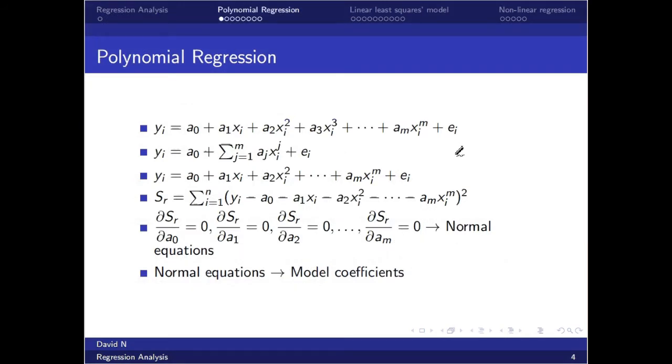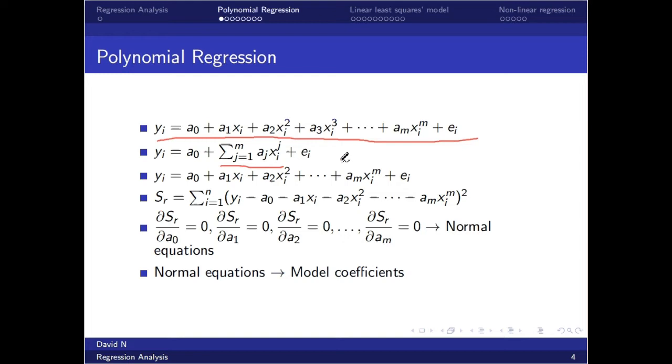The model equation for polynomial regression in one independent variable for the ith data point can be represented by the equation shown here. The summation of the product of the coefficients and the corresponding powers of the independent variable can be written by this summation. Here e_i is the error associated with the model fitting when compared with the ith data point. The objective function is the sum of square of errors at each of the data points.